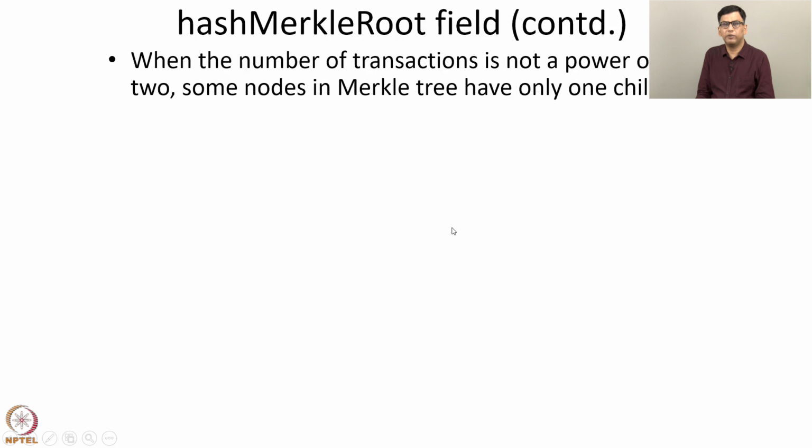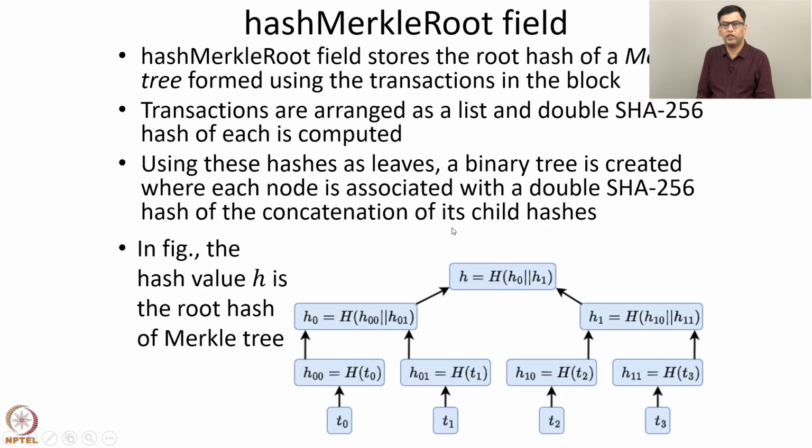In the previous slide, we considered the case where the number of transactions in the block is a power of 2. So it is of the form 2 to the power n for some integer n, but that may not always be the case.